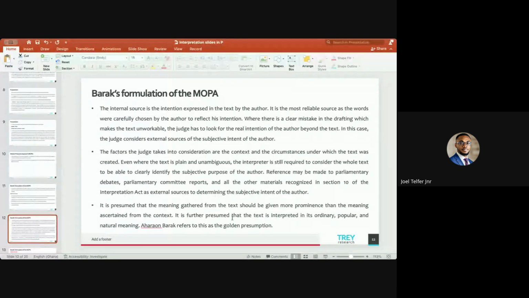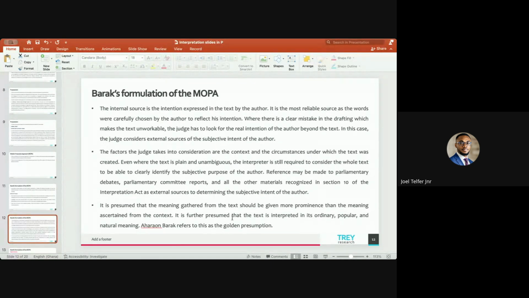But where there's a clear mistake in drafting, which makes the text unworkable, then you need to go beyond the text. I need to make this point clear that the basis of all interpretation starts from a literal understanding. Even though we criticize the literalist approach to construction or interpretation, admittedly, all approaches of interpretation have a basic framework that says, first, try to understand the ordinary meaning of the text before you do anything else. The problem we have with literalists is that after they understand the ordinary meaning of the text, they stop.